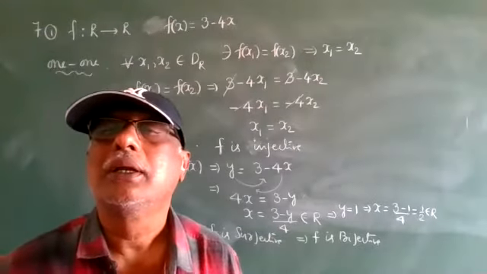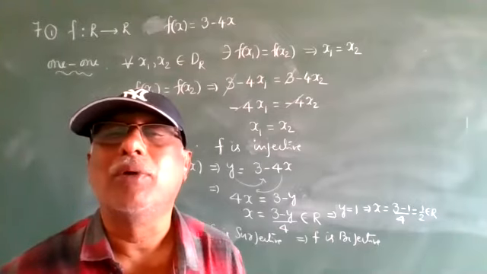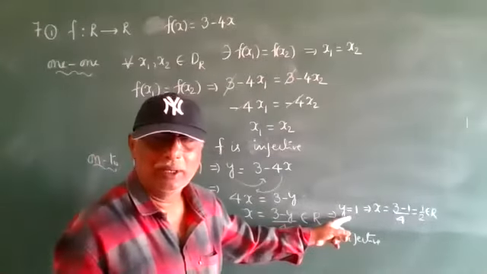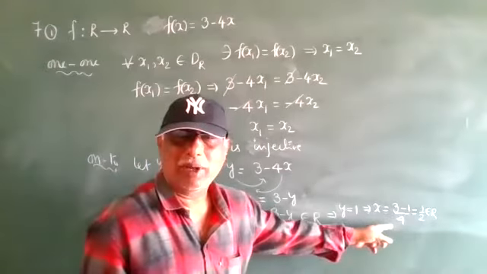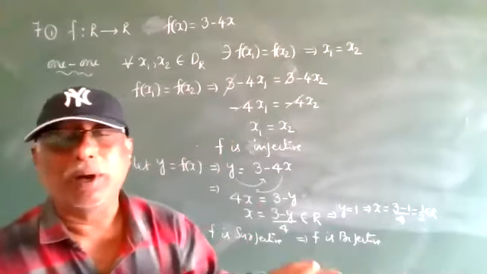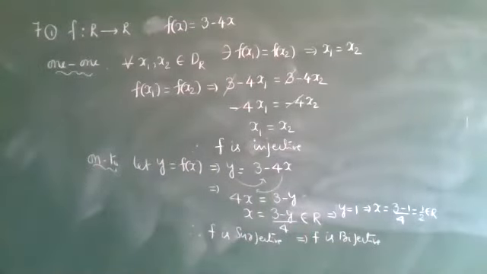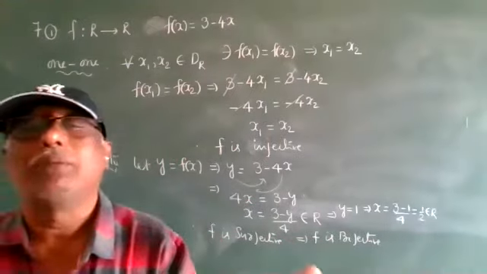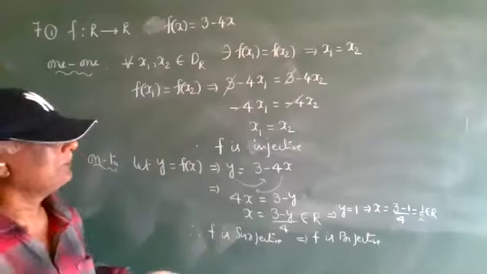Not 10 minus 1. It is 3 minus y by 4. In place of y I will take 1. X is equal to (3 minus 1) by 4, which is 2 by 4. 2 by 4 means 1 by 2. 1 by 2 also belongs to the real numbers. No doubt?